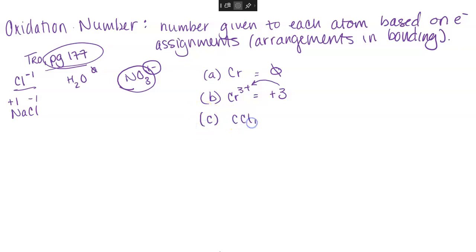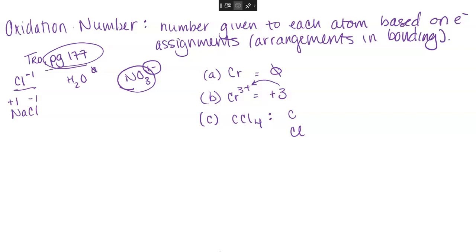Okay, for all elements in carbon tetrachloride. So we have carbon and we have chlorine. Going back to our rules, the oxidation state of any element generally depends on what the elements are in the compound. So fluorine gets a -1, hydrogen gets a +1, oxygen gets a -2. Those are not in here.